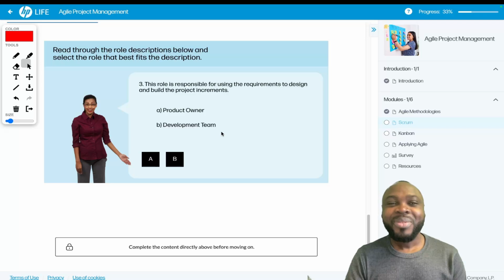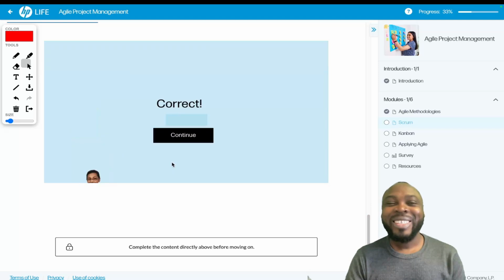Great. The third question, this role is responsible for using the requirements to design and build the project increments. A, the product owner. B, the development team. So write in the comment section below what you think the right answer is. Have you done that? Great. I will choose B. If that is what you chose, reply your answer and say I got it right.